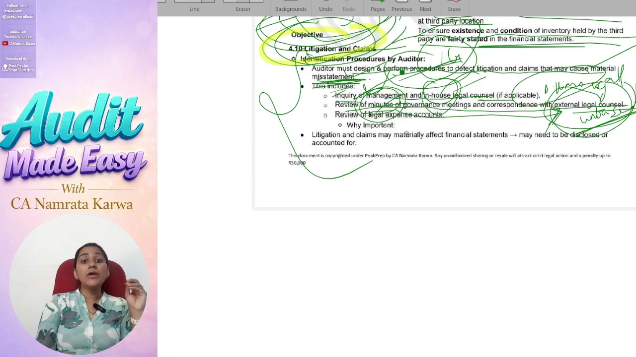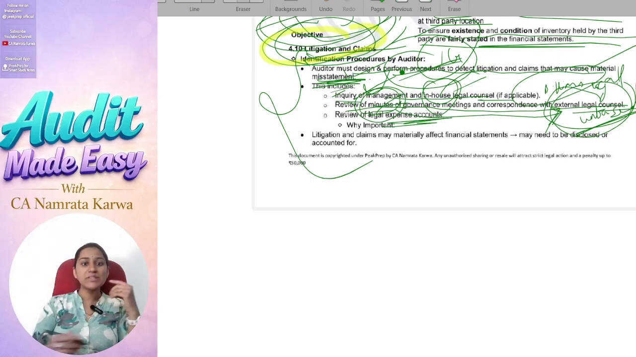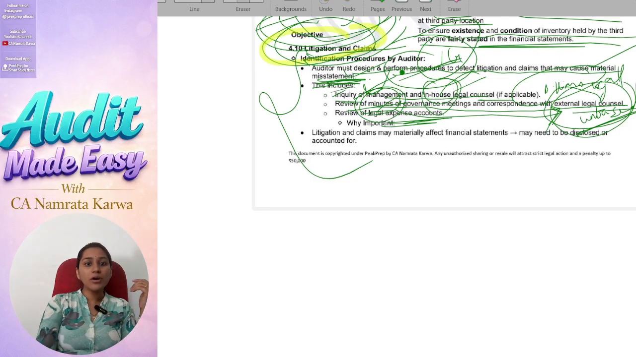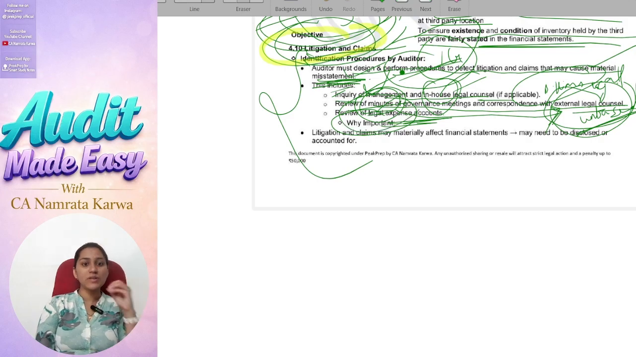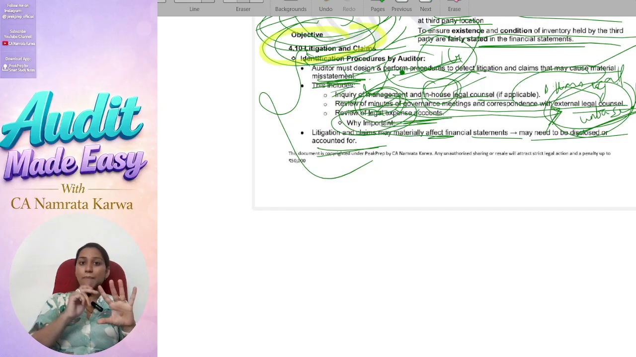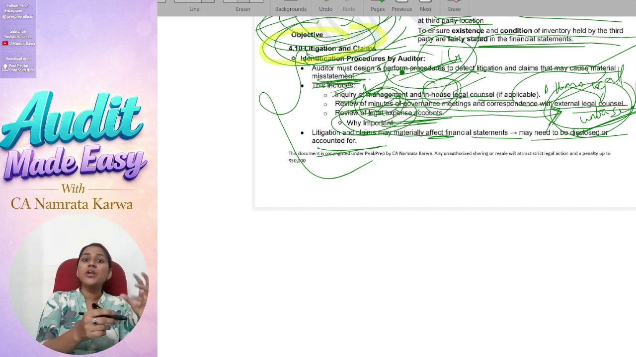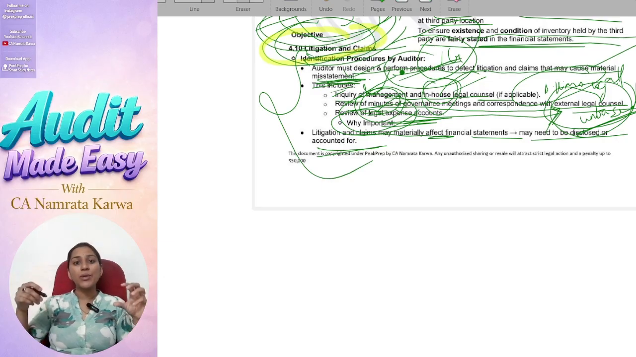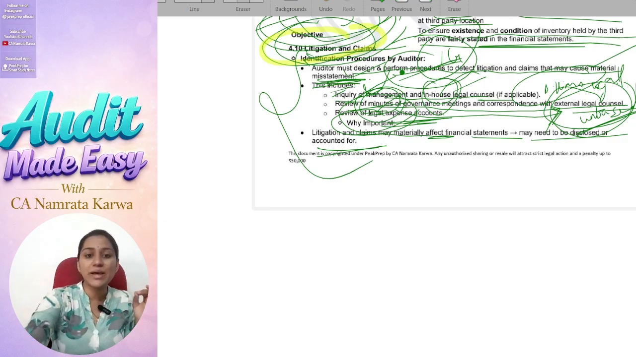Then review of legal expense account. Yes, absolutely, we need to review the legal expense account. Now, why is that important? Why is the review of legal expense account important? Because litigation and claims may materially affect financial statements, and may need to be disclosed or accounted for. So far we have discussed this. The three things you need to remember over here: inquire with management and in-house legal counsel, review meetings and get to know through what way you can communicate with the external legal counsel. Then the last one is review legal expense account.